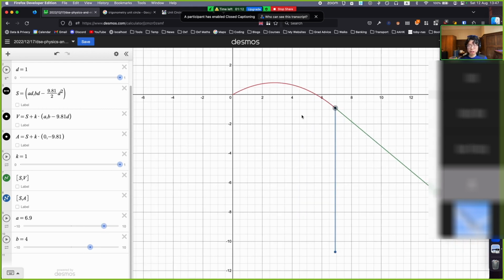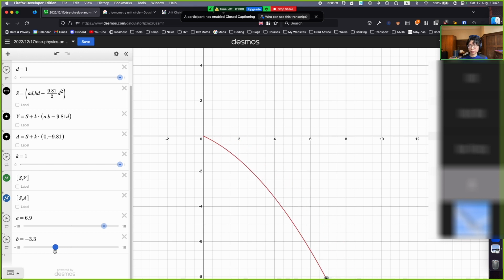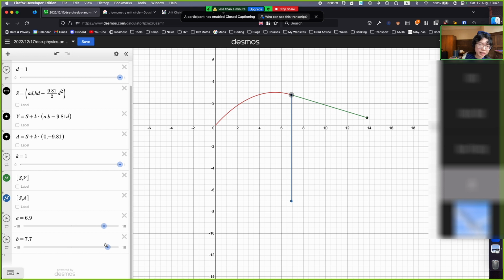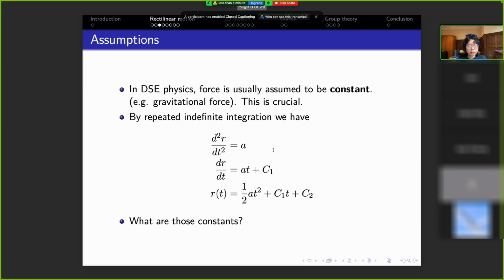We can also change the vertical velocity. If the initial vertical velocity is downwards, then obviously it's just going to go down immediately. So it's very similar to what we've done for the one-dimensional case. And in fact, you can actually correspond them. Why does this look so similar to the one-dimensional case that we did earlier?